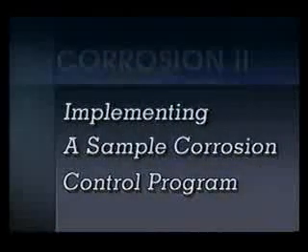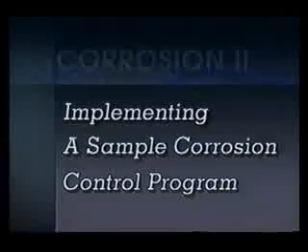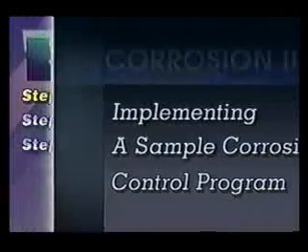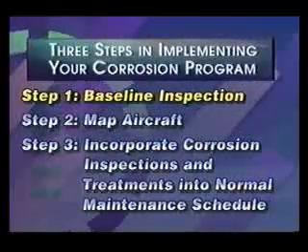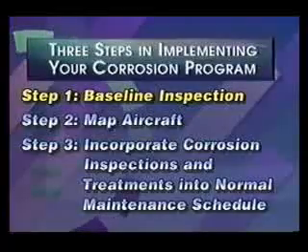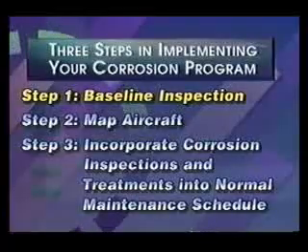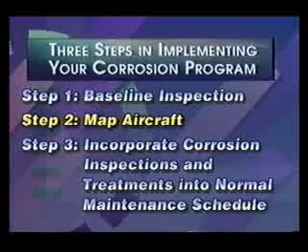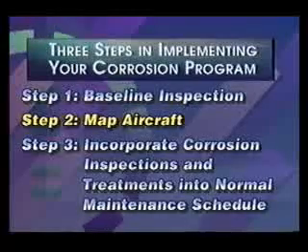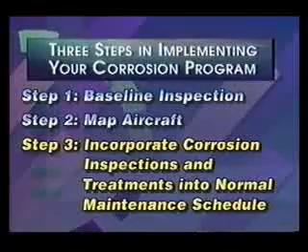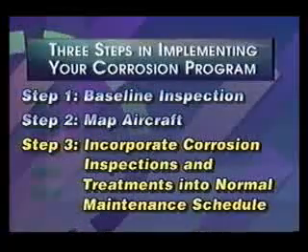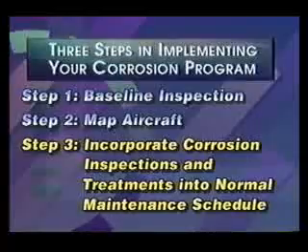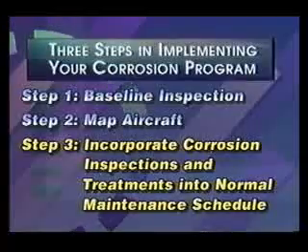A simple three-step approach is used to devise and implement your corrosion program. Step 1. Conduct a baseline inspection of an aircraft to determine corrosion trouble spots. Step 2. Develop aircraft maps of corrosion trouble spots found during the baseline inspection. And Step 3. Incorporate inspections and effective treatment into existing maintenance schedules.